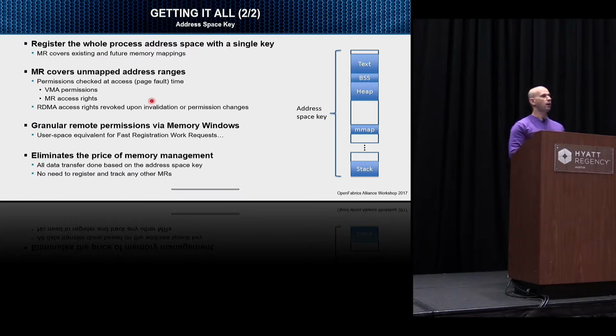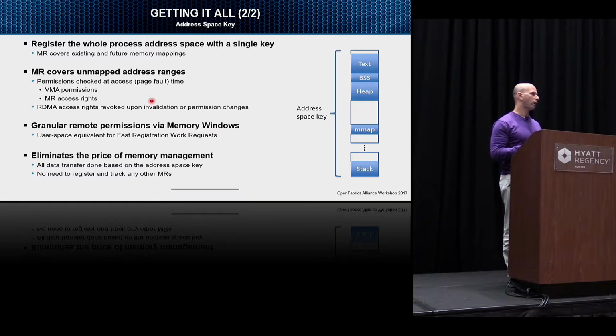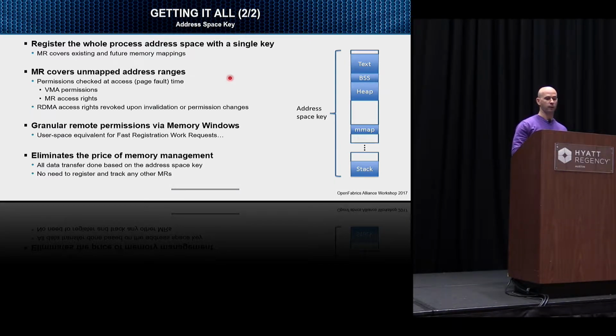Okay, so that was how demand paging works. It allows you to have a large memory region, which is not pinning memory, but it doesn't fix the problem of tracking which memory to register. And this is where the global address space key comes into play. So imagine that we can register the whole address space of a process using a single key, right up from the first bytes that catch null pointers and down to the stack.